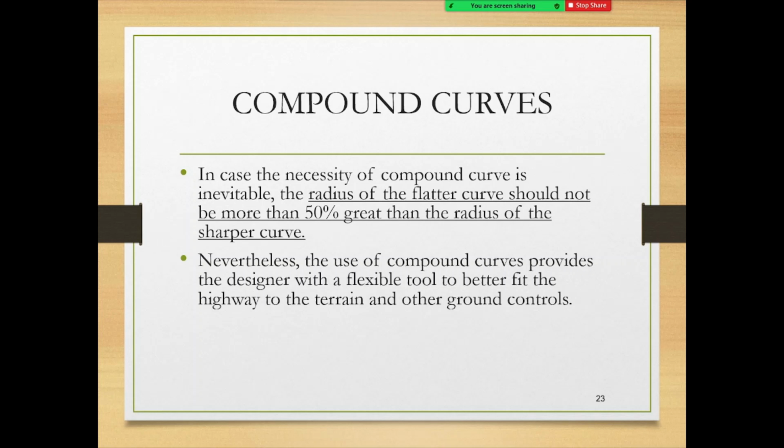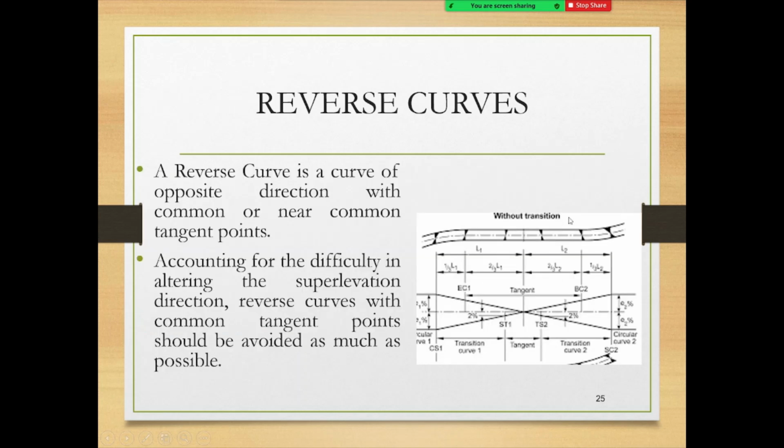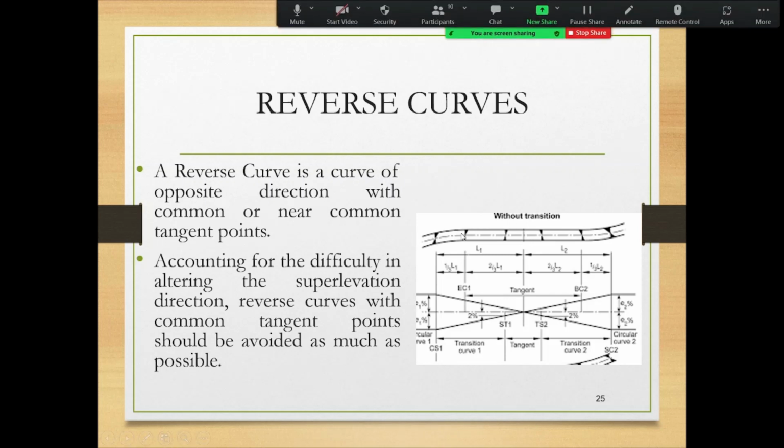Nevertheless, the use of compound curves provides the designer with a flexible tool to better fit the highways to the terrain and other ground control. Now the next one is reverse curves. A reverse curve is two curves in different directions, like this. It is a curve of opposite direction with common or near common tangent points. Now you can see here one direction, and this one is the other direction.